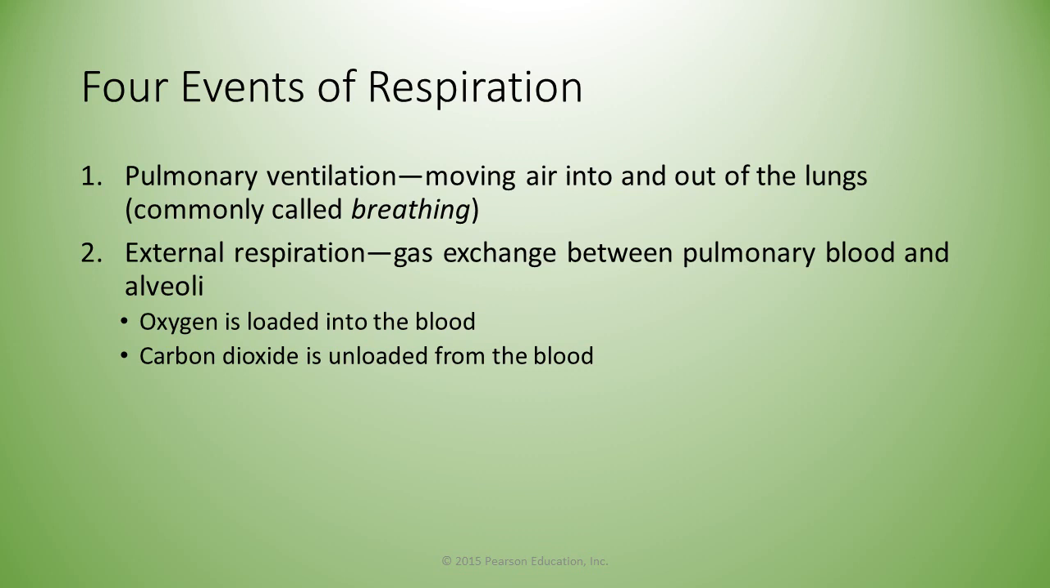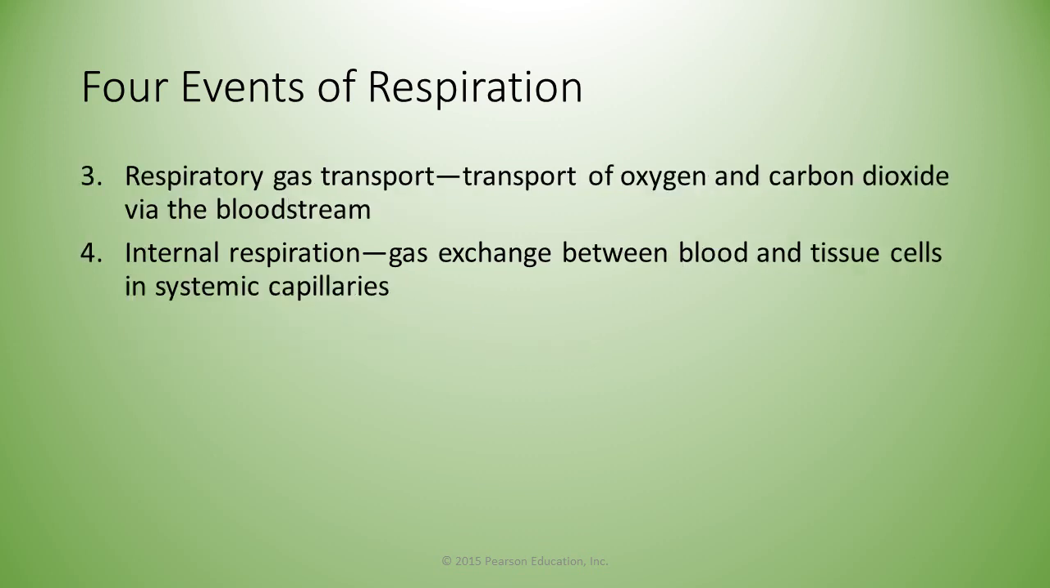So oxygen is what we say is being loaded into the blood, so it's moving from the alveoli into the blood, and carbon dioxide is moving out of the blood into the alveoli so it can be exhaled. Number 3, you have the respiratory gas transport. So this is now movement of the oxygen and the carbon dioxide in the blood to where it needs to go. And then internal respiration. This is now the gas exchange between the blood and the tissue cells. This is going to occur in the capillaries throughout the rest of the body, not in the lungs.